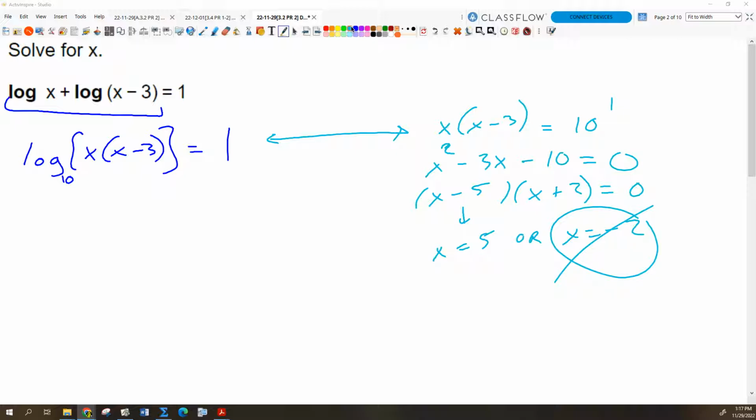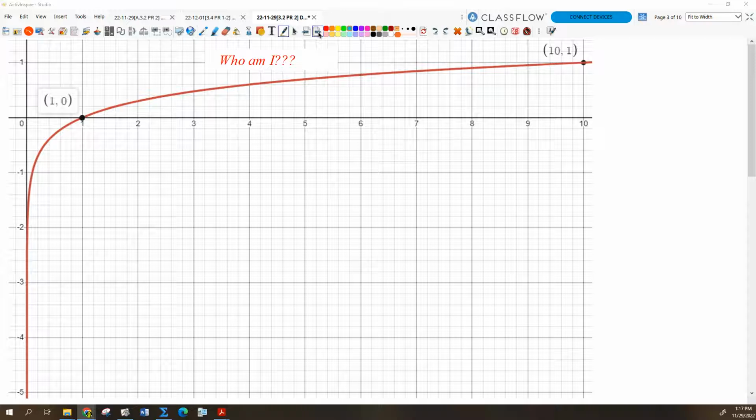Mm-hmm. Because log functions don't allow that. We already looked at the graphs of log functions, right? No, have we not? I don't know if we did. Yeah, there's an example, right? So this was the next step. Name that log function. That's a base what log?